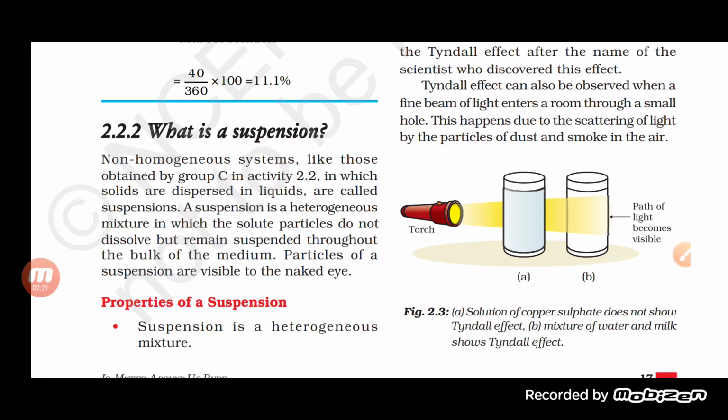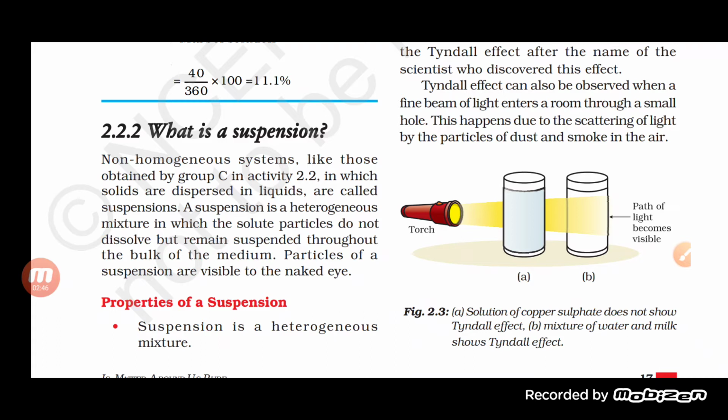Then the particles are of such a range that they show the Tyndall effect. When we pass a beam of light through it, the particles scatter the light, and because of this the path of the light is visible to us.